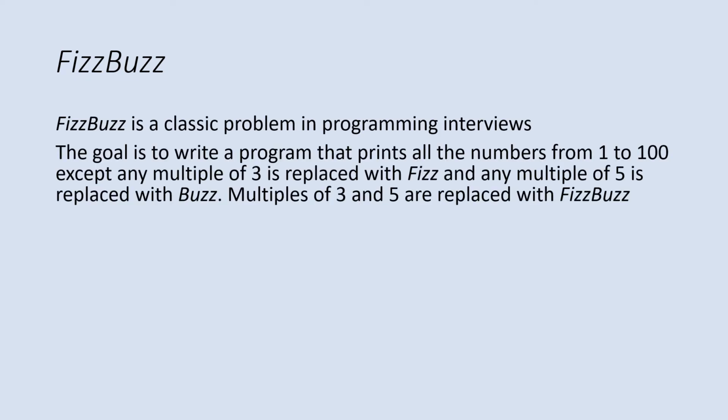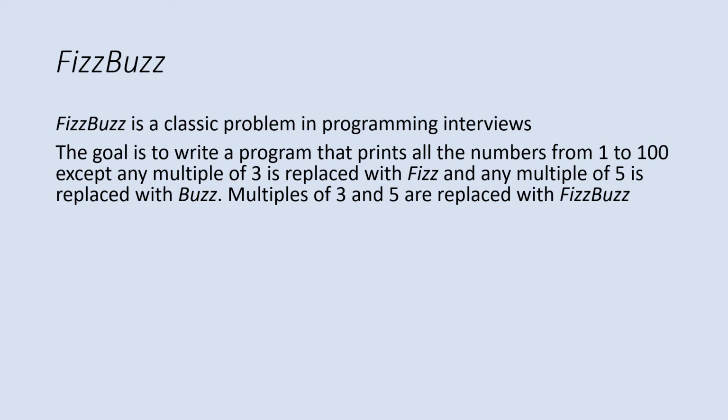So let's apply some of this to a common kind of programming exercise that sometimes shows up in programming interviews and in other scenarios: a program called FizzBuzz. And the idea of FizzBuzz is to print all the numbers from 1 to 100, except anytime you see a multiple of 3, you replace that with the word fizz, and any multiple of 5 you replace with the word buzz, and then anything that's a multiple of 3 and 5 gets replaced with the combination fizzbuzz, a single word in that case.